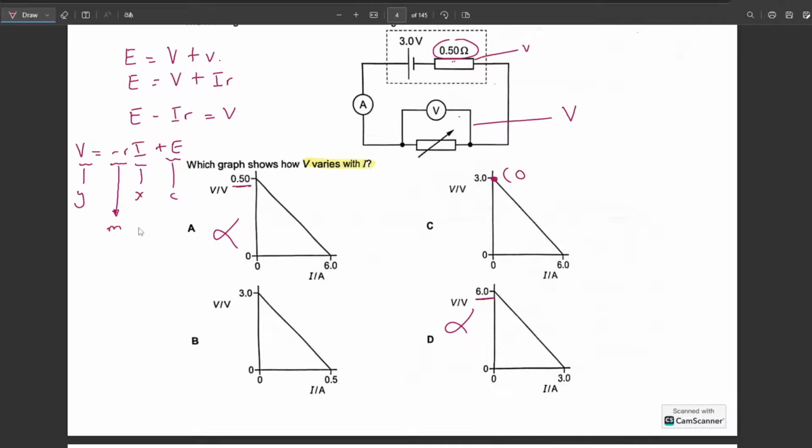Let's calculate the gradient of option C. Here you have x0, y3. Here you have x6, y0. Can you calculate the gradient? Gradient is equal to y2 minus y1 over x2 minus x1. This comes out to be negative 0.5.